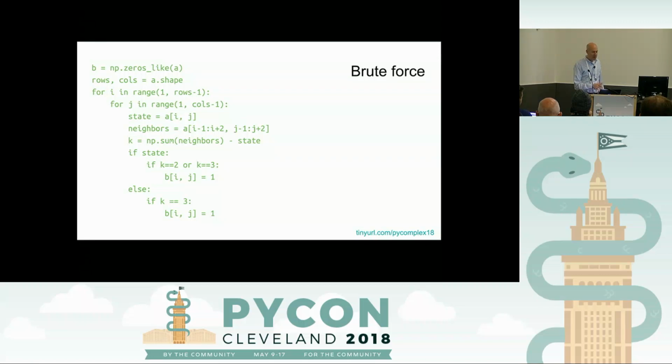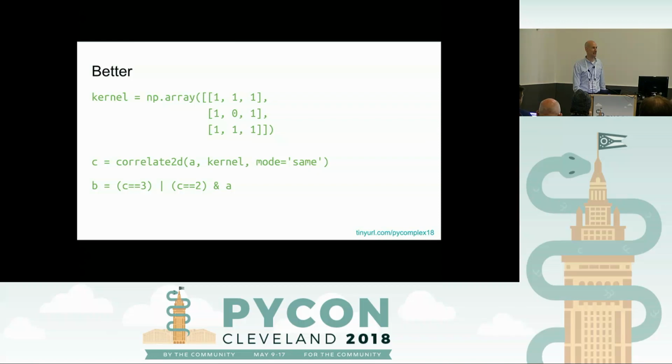So the first optimization I'm going to do is to recognize that what I'm doing when I add up neighbors is very similar to what we did with the Schelling model. I'm going to break out my old friend correlate2d. And my kernel in this case is the same as what we saw before. I've got 1s for all the neighbors and 0 in the middle. That 0 in the middle means don't count myself. All the others are going to get multiplied and then added up.